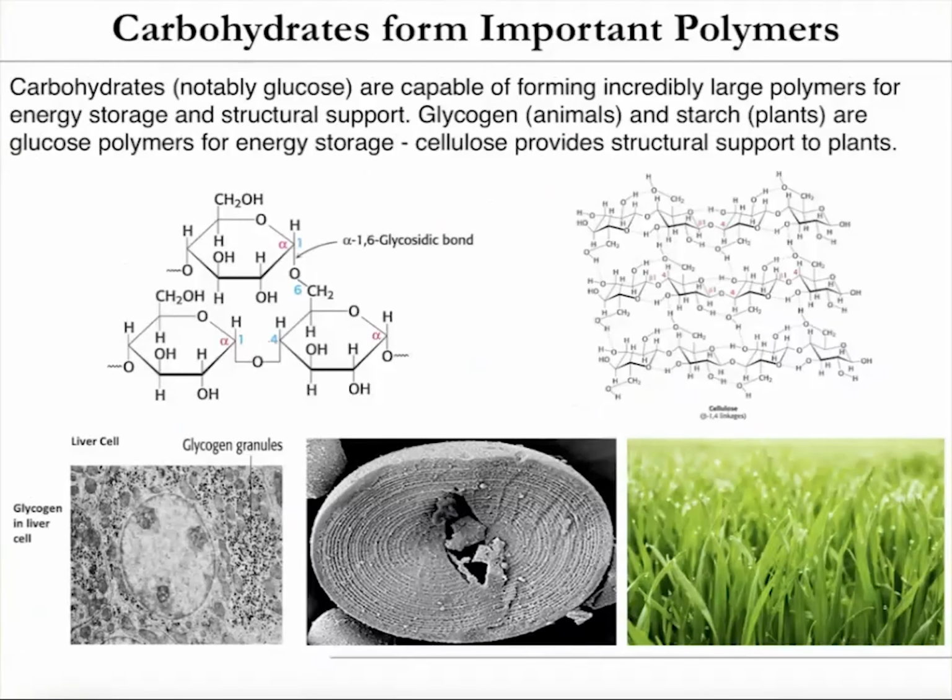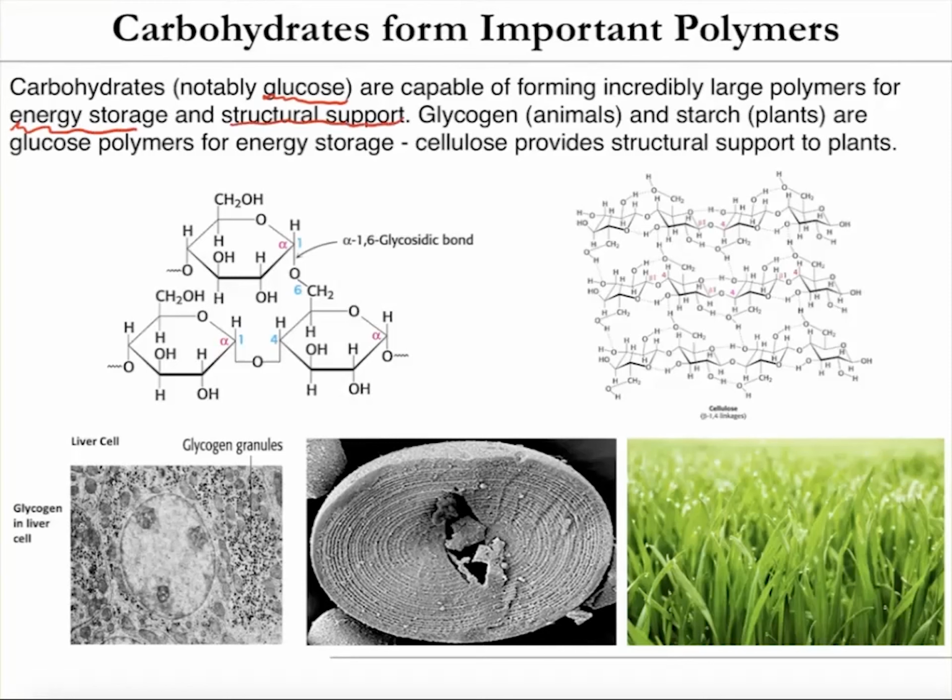So we've been talking about simple sugars, so monosaccharide carbohydrates, but these can actually form incredibly large polymers that are used for energy storage and structural support. Glucose, again, is by far the most important for making these really large polymers. Glucose makes really large polymers really easily, and this is used for energy storage and structural support.